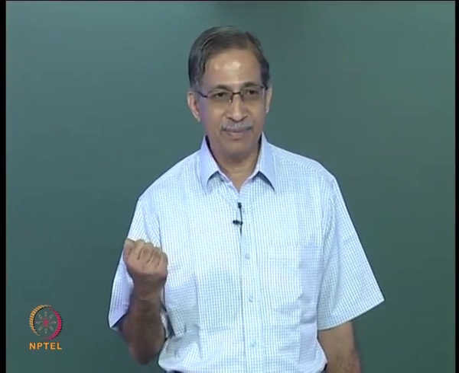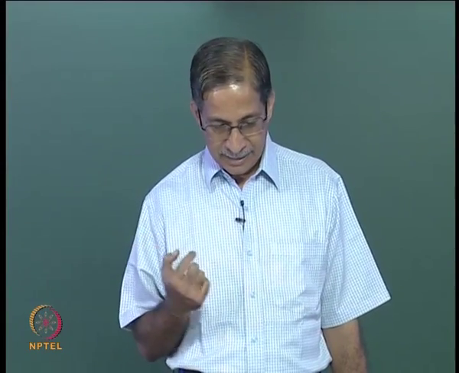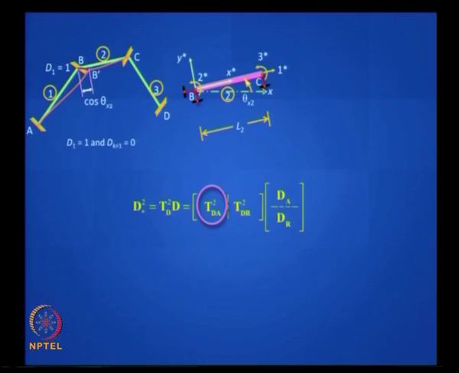What will it be? It is a component of 1, won't it be cos theta? Will it be plus cos theta or minus cos theta? Minus cos theta, right? So we have got this value, di1 star is going to be minus cos theta.